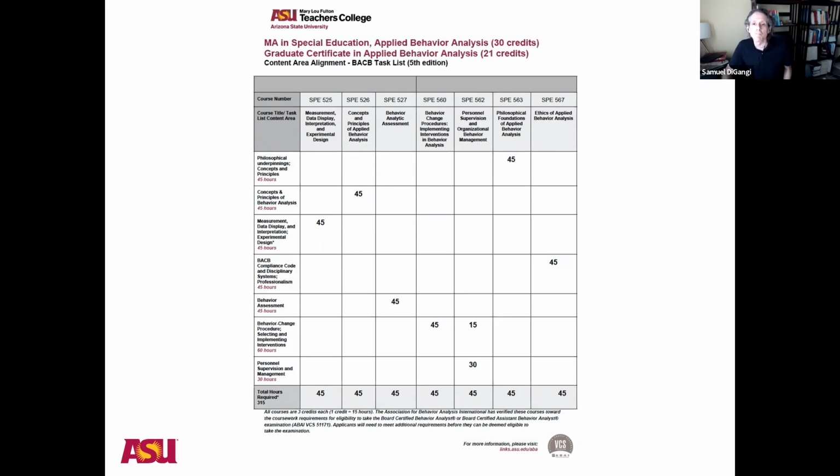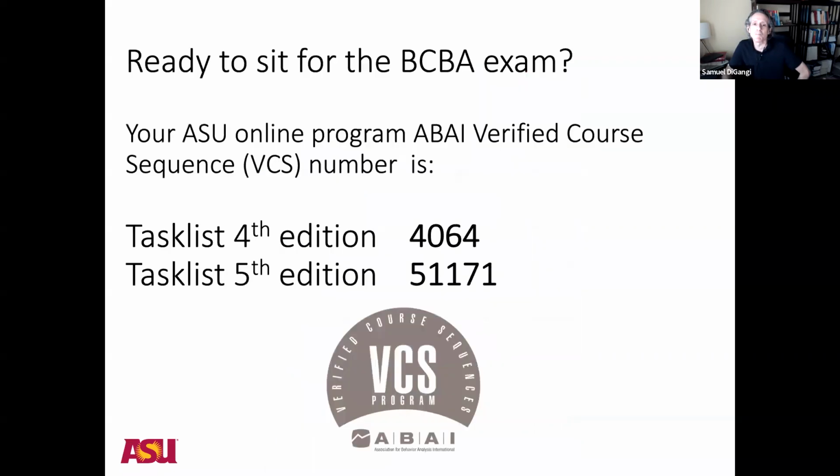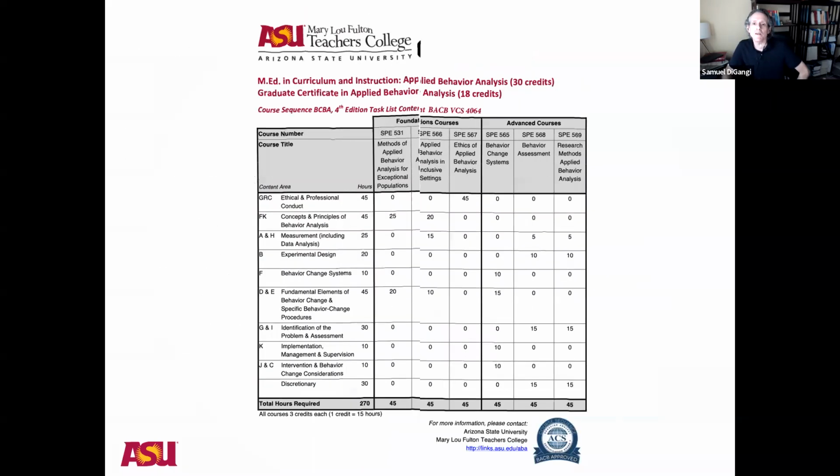Now you note that for the 5th edition sequence, there are seven courses. Your additional courses for those in the degree program, you do not submit those to ABAI or BACB as part of your application. Those were toward your degree. And so as you submit your transcript as confirmation of your degree, those courses are noted, but you do not indicate what would be elective courses. Only the verified course sequence courses are noted when you select your course sequence number.